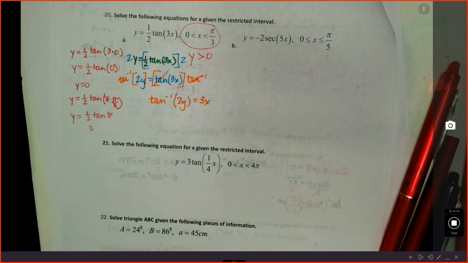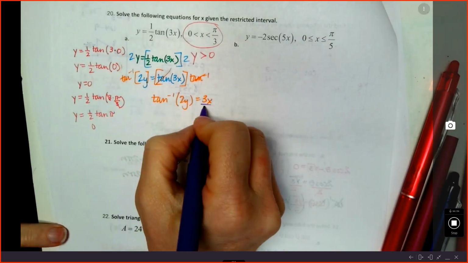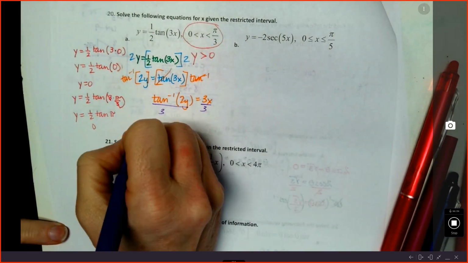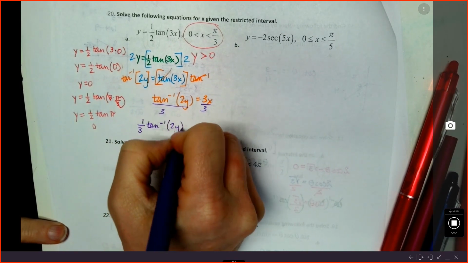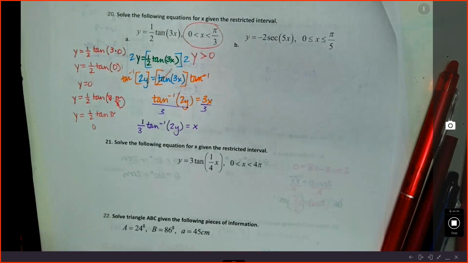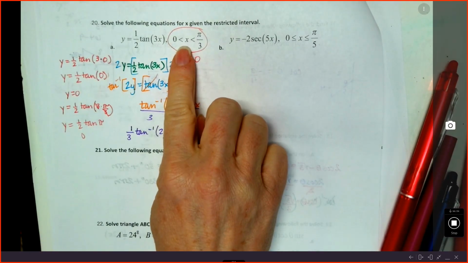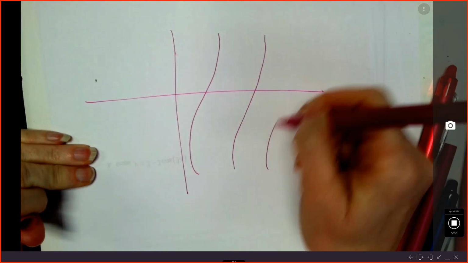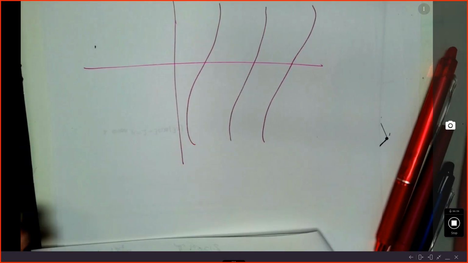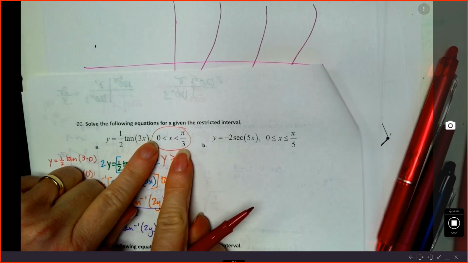I don't really get the interval. You don't really get it, or you don't really get how to get it? I don't get what it means. Okay, so you remember what tangent looks like? It's these things over and over and over again. Well, they've restricted this to just between 0 and pi over 3.